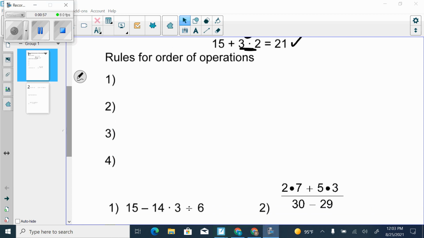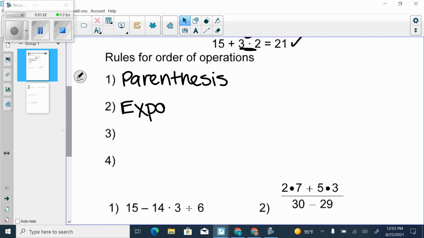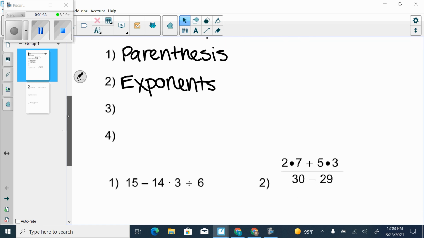All right, so can anybody tell me what the first thing we always do for order of operations is? Okay, what's the P in PEMDAS stand for? Very good. So that's always our first thing we do. Okay. What comes after parentheses? Nice. Okay. Very good. Right, those are on the same level.